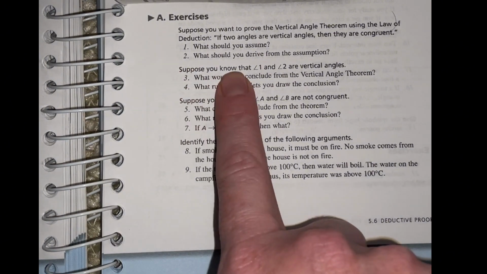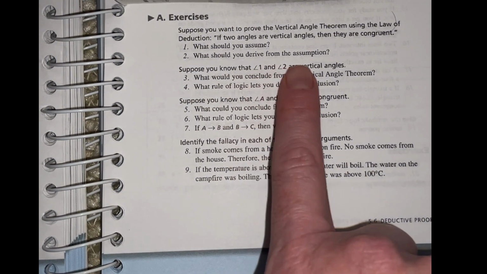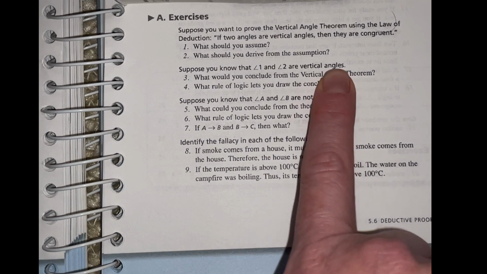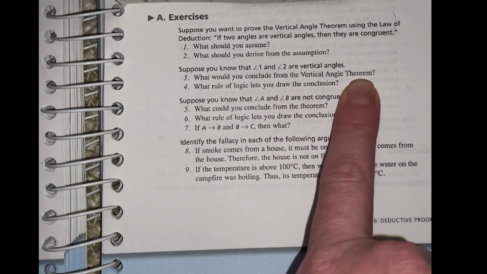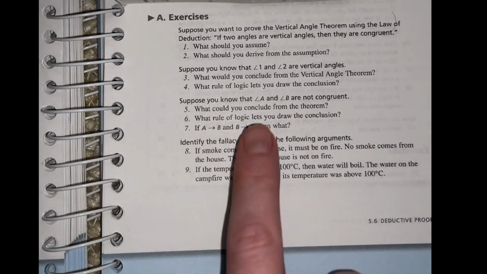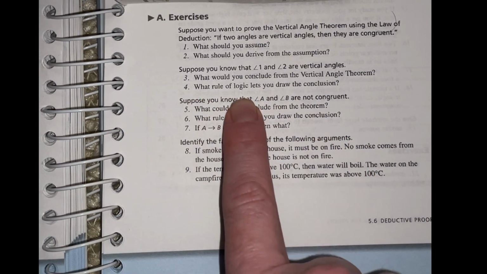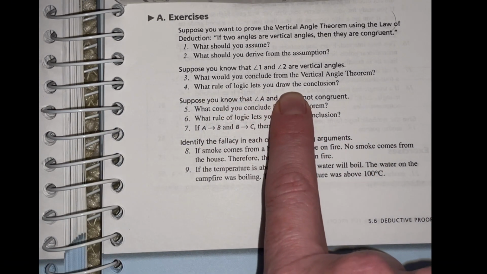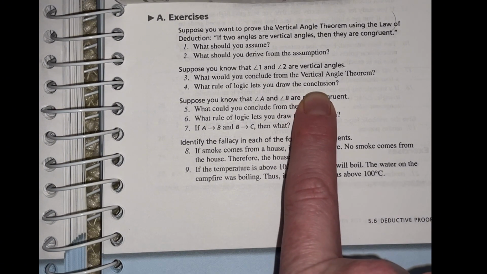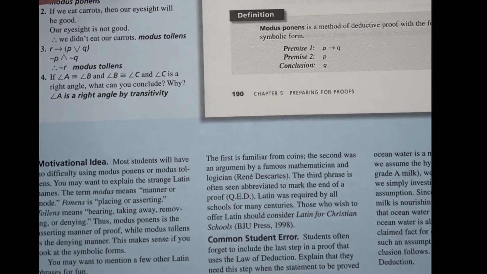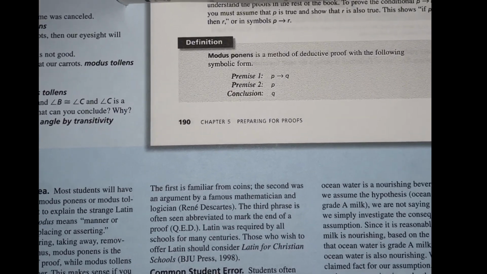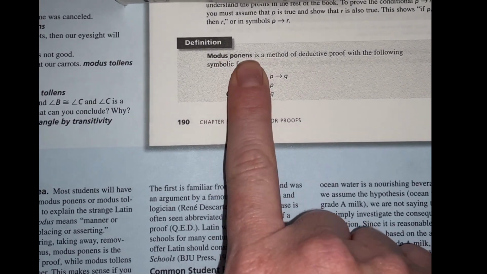Number 3, suppose you know that angle 1 and angle 2 are vertical angles. What would you conclude from the vertical angle theorem? That they are equal. Number 4, what rule of logic lets you draw this conclusion? And number 4 is actually why I wanted to do this with you. That is because of the modus ponens.